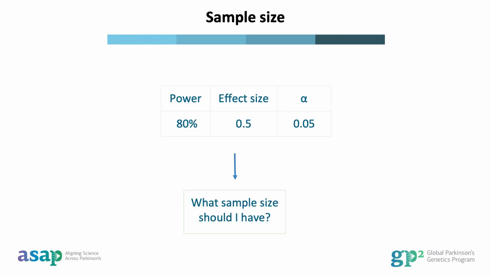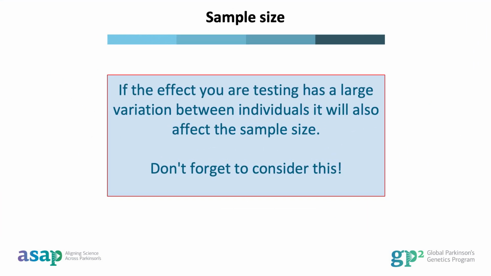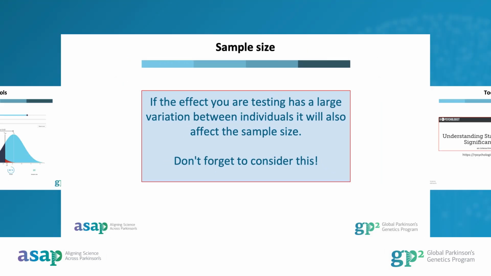Here we can reframe the question. If we define a value of alpha, beta, and effect size, we can estimate the minimum number of individuals we will require. If there is a large variation in the effects we are testing across individuals, this will also impact the required sample size, so you have to consider this factor as well.